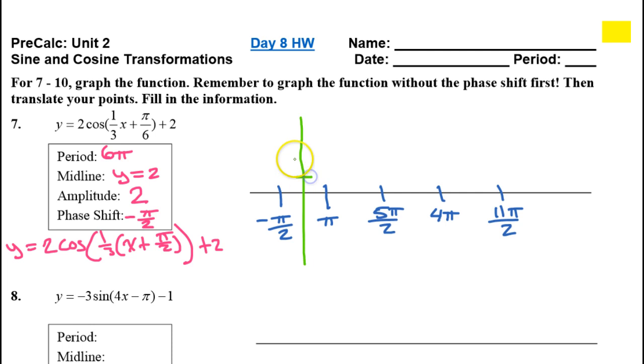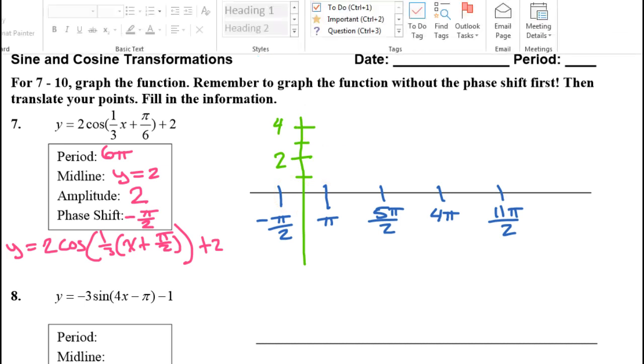So I'm going to go 1, 2. So here's the midline. Now the amplitude is 2. So if I go up 2 from here, that should be the highest point, which is 4. And if I go down 2 from here, that should be the lowest point, which is the x-axis. So now I can do the graph.